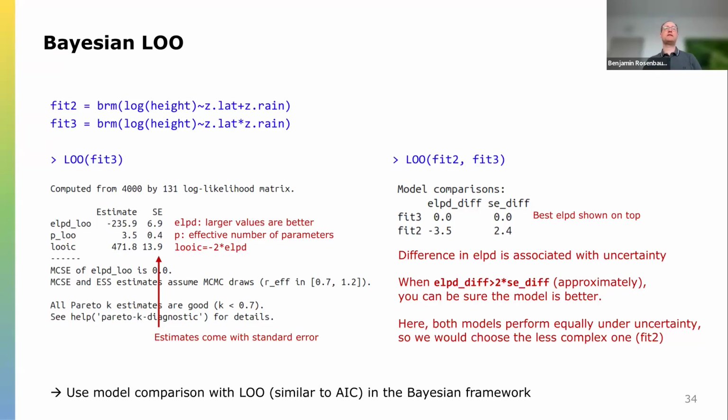So you can use this just as AIC. You can compare models against each other. They do not have to be nested. Additionally, it comes with some measure of uncertainty, which allows you to make even better decisions.